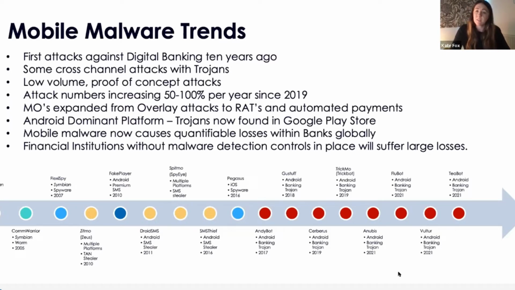We mainly see it on the Android platform, which is the dominant one, and Trojans can now be found in the Google Play Store. We are starting to see a steady rise of it, and they are causing quite a lot of high losses within the banks globally. So if financial institutions haven't got malware detection and controls in place, they might suffer quite large losses. I think a lot of banks have put those desktop controls in place, and now that shift is starting to be seen on the mobile channel, which we are starting to see within BioCatch.